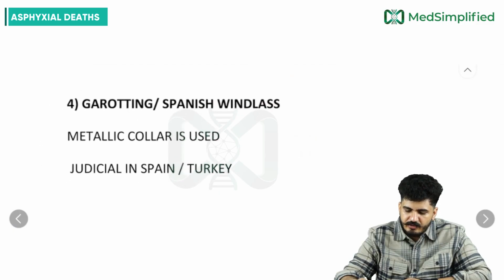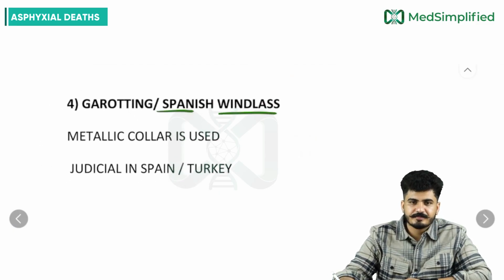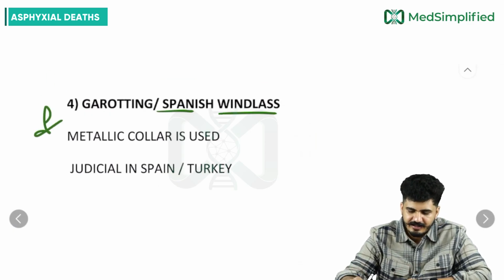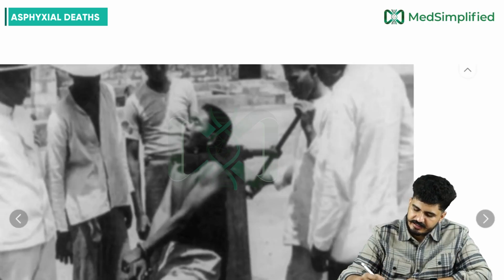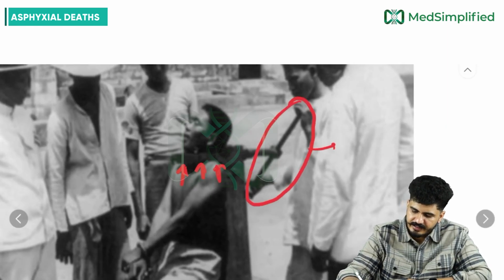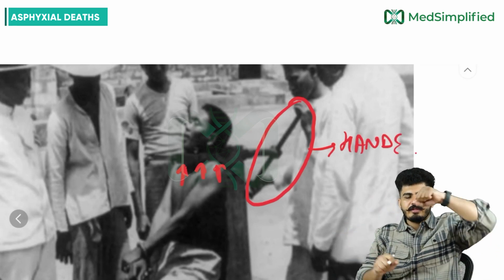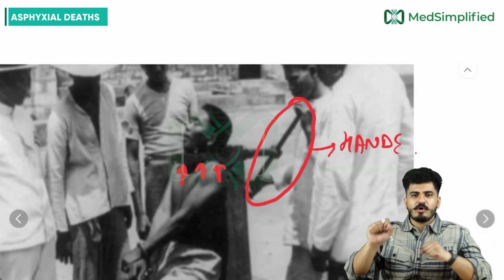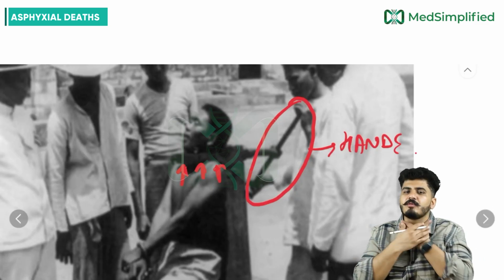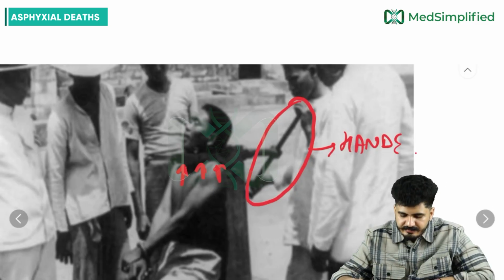Then coming to garroting or Spanish windlass. In the Spanish windlass, a metallic collar is used, judicially in Spain and Turkey. So what is happening here? You will see there is a metallic collar they are using, and this is the lever, or you can say the handle. They are moving the handle like this. Moving the handle in a clockwise or anti-clockwise direction tightens the collar. The moment the collar tightens, the person will die.